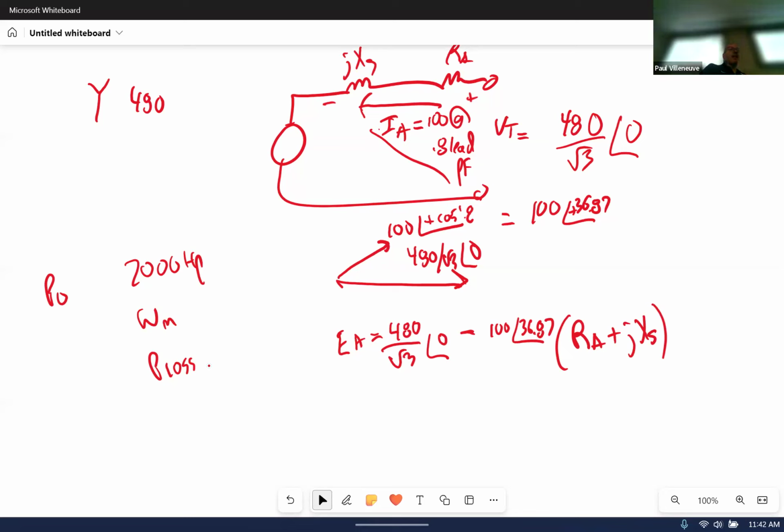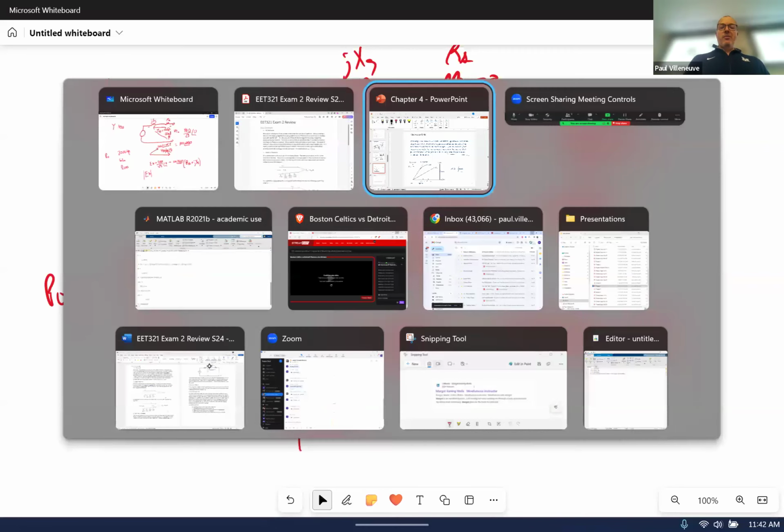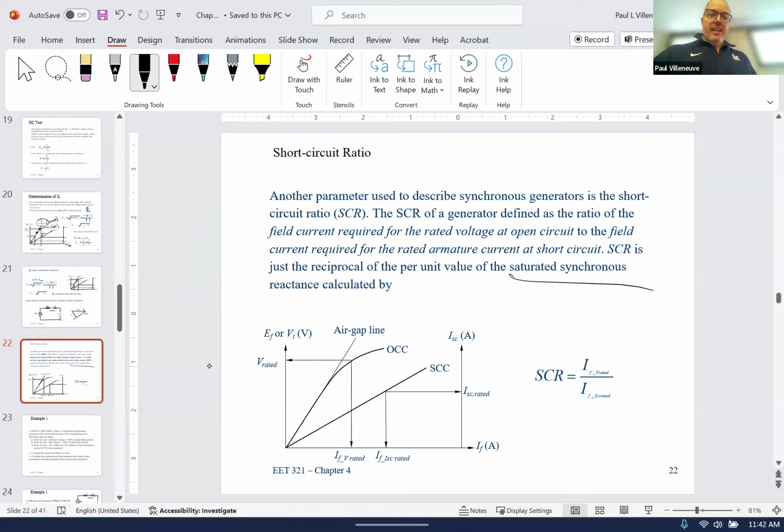And once I have EA, I really only care about the magnitude of EA, because then I would go back to this curve over here and ask, what kind of field current would I need? This is the open circuit curve, so I'd have to have some field current that would give me a voltage over here. And then I could estimate what type of field current I would need. It wouldn't be exact, but it would be pretty close to what I would need, because again, I can't actually get those line losses.